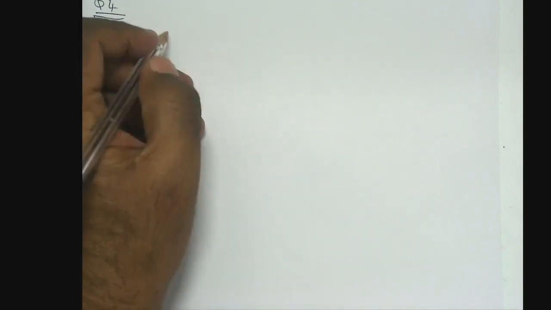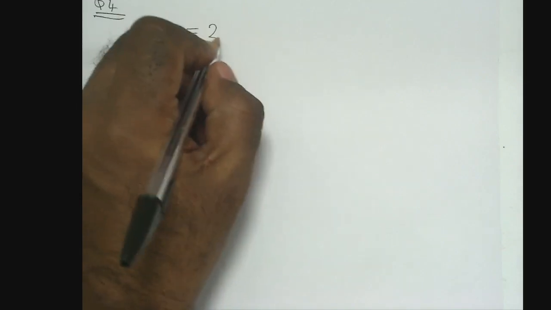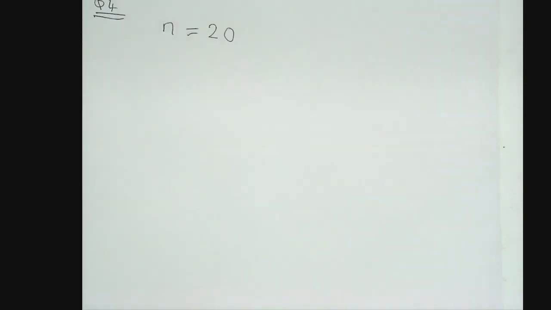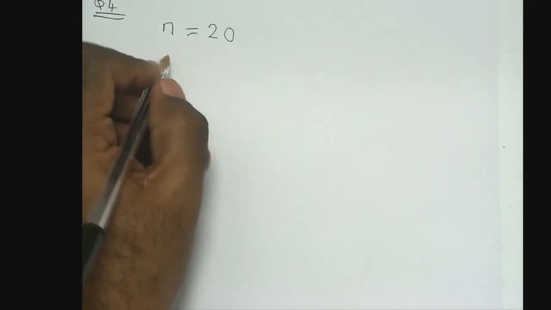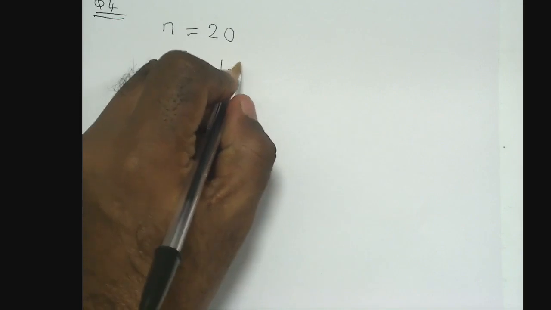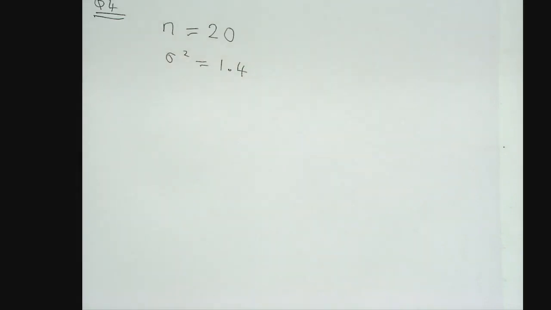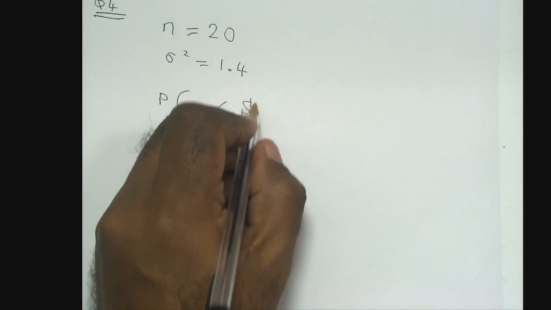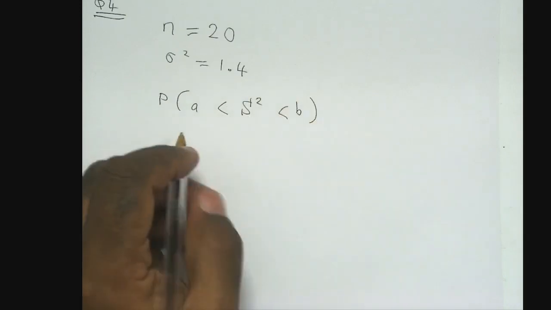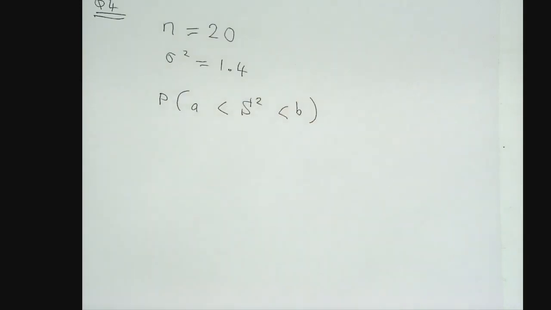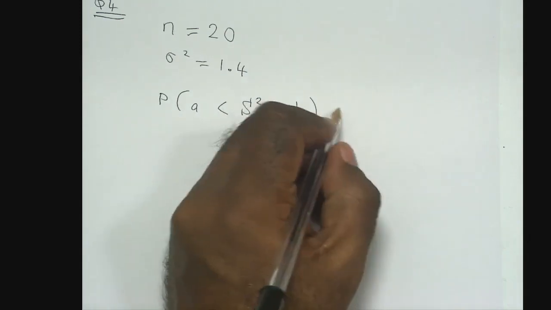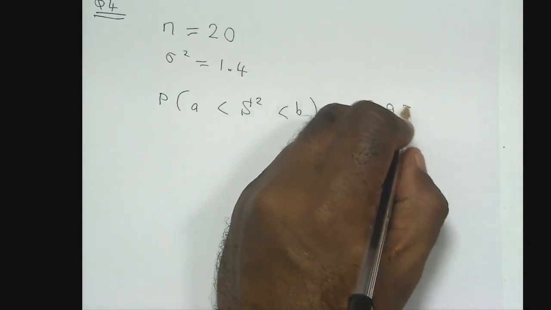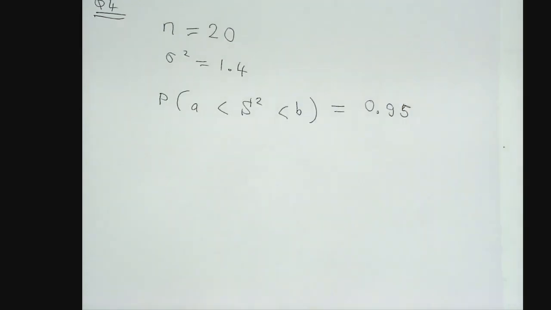It says there are 20 observations, so the sample size n is equal to 20. It also says that the observations are from a normal distribution with mean mu and variance sigma squared equal to 1.4. The question is to find A and B such that the probability that S squared, the sample variance, is between them is equal to 0.95. Yeah, this is the question.